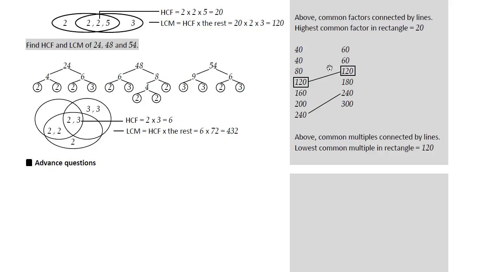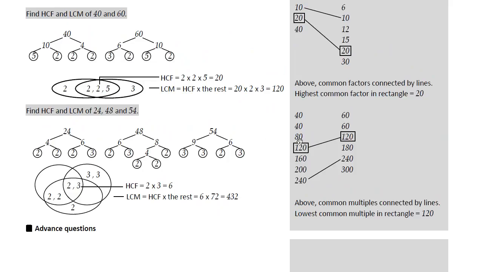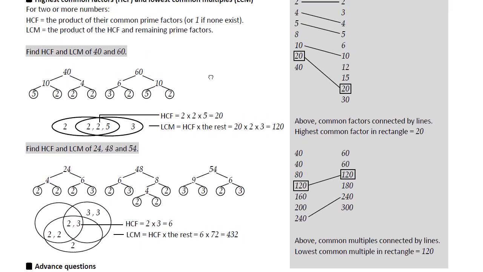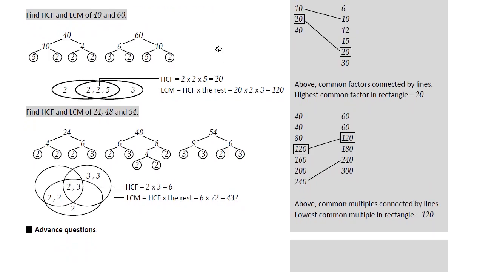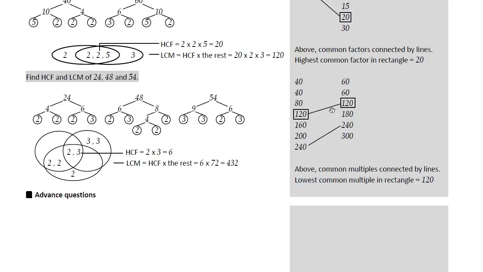I've shown links between what's common in both of these lists, and this time we don't want the highest common multiple. You can't really get the highest because this list goes higher and higher and can go on forever, but you can get the lowest common multiple, which is this 120. 120 is a multiple of 40 and a multiple of 60, and it's the lowest one of them. There's another one, 240, but that's higher. 240 is not the lowest. 120 is, because it's lower than 240.